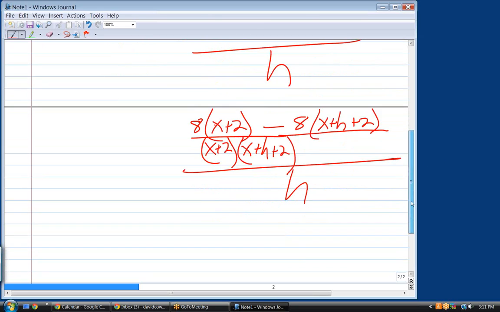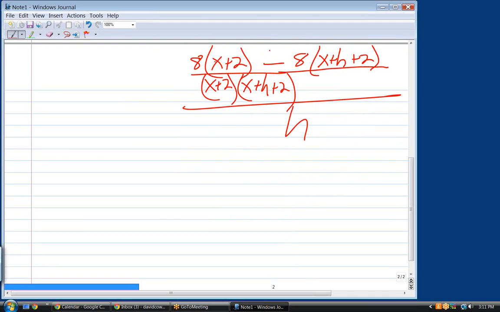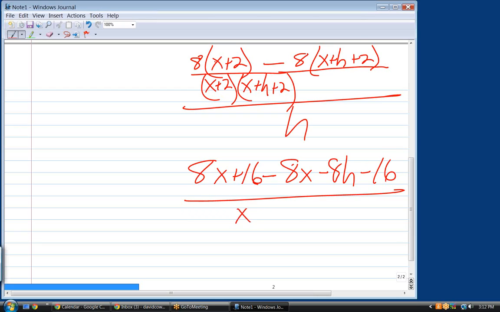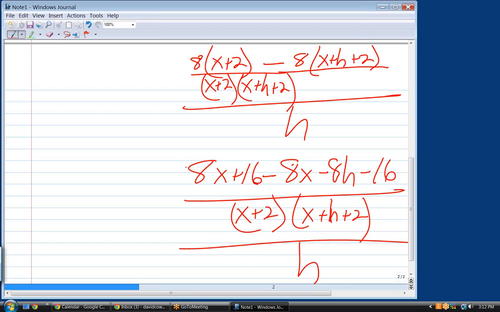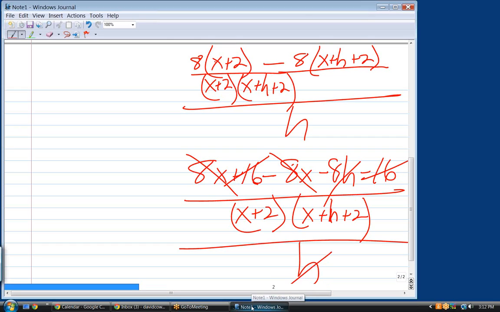Now, when we distribute this, we're going to discover that all of the terms without h disappear. So our new numerator becomes 8x plus 16 minus 8x minus 8h minus 16, all over x plus 2 times x plus h plus 2, all over h. And this always happens no matter what the function is: every term that does not have an h in it disappears. And notice I have 8h left in the numerator. Well, that h cancels with that h.